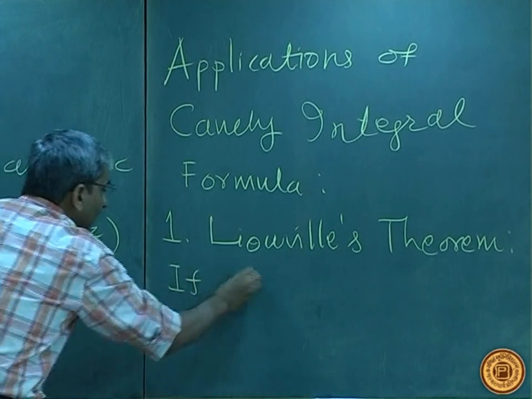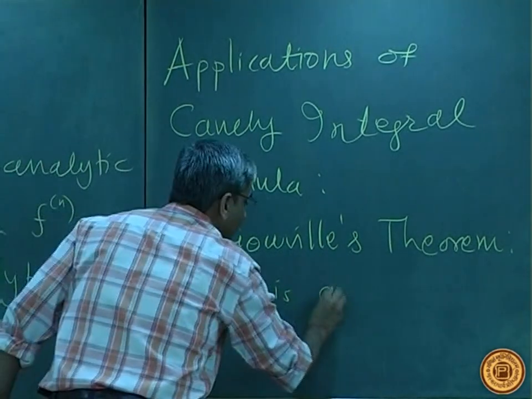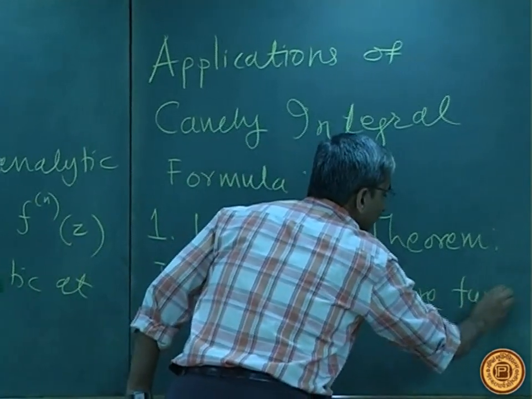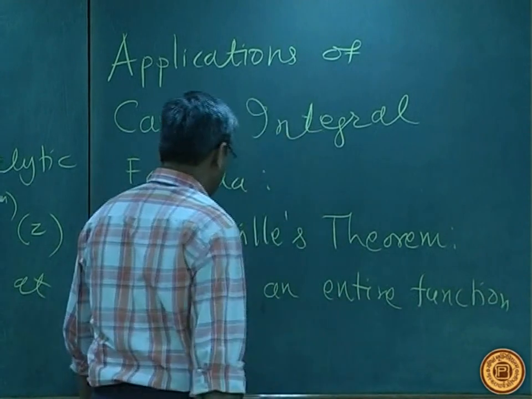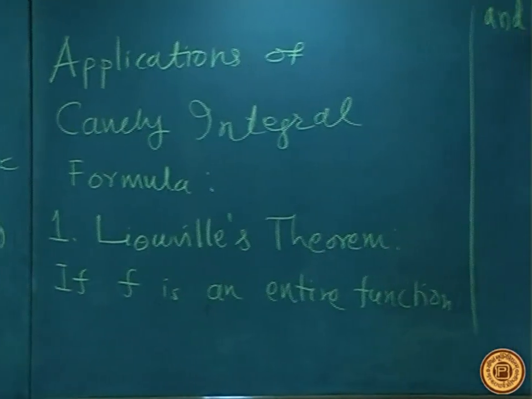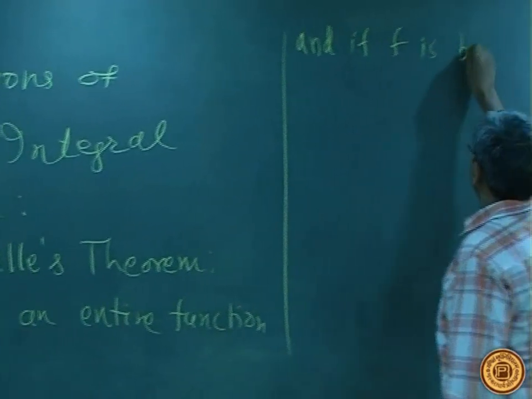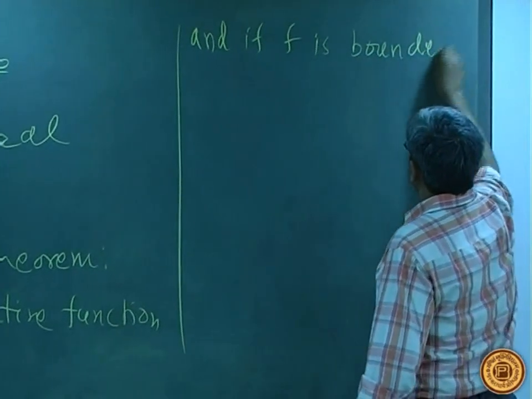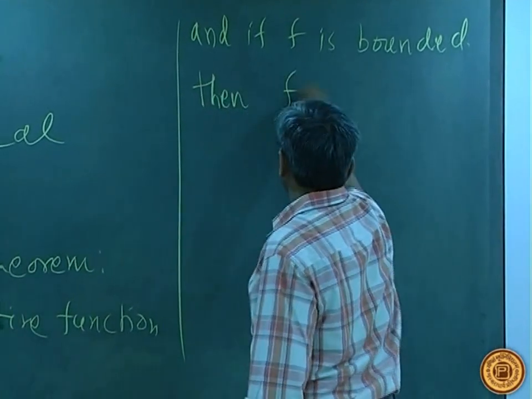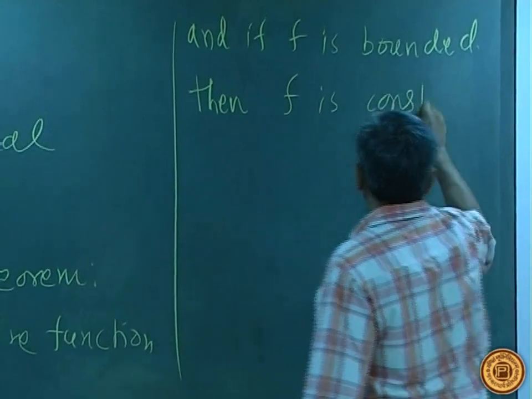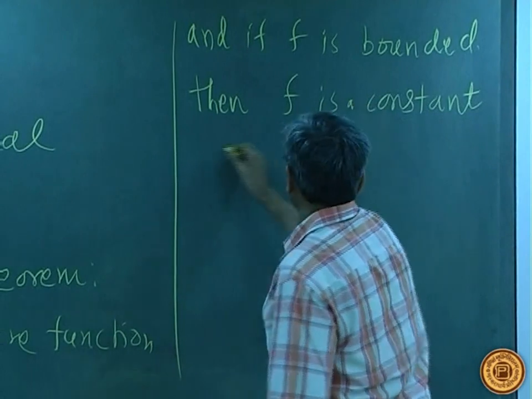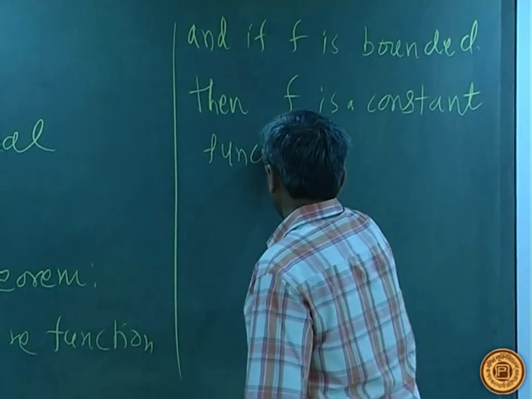If f is an entire function and if f is bounded, then f is constant. Then f is a constant function. Complete this statement.